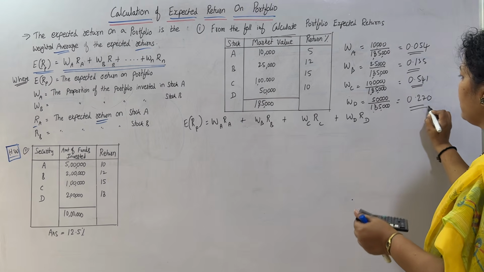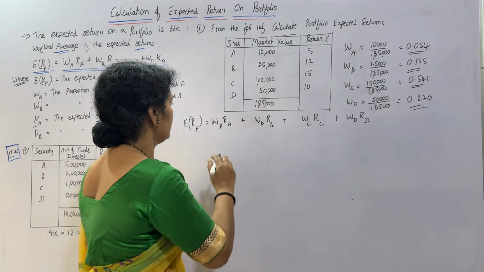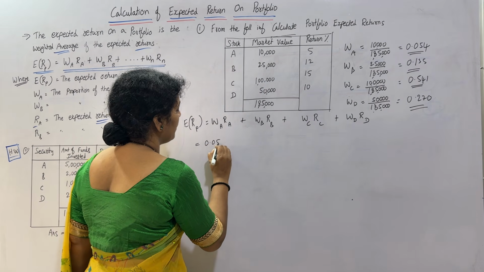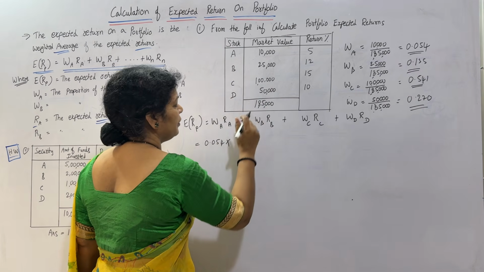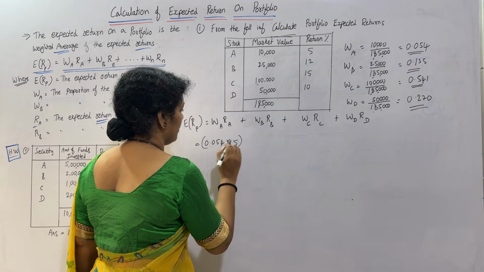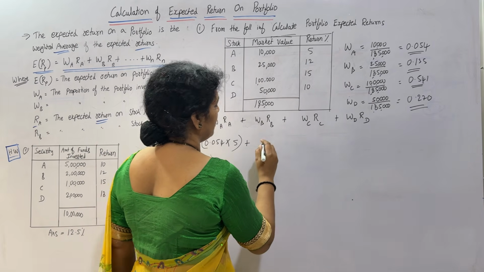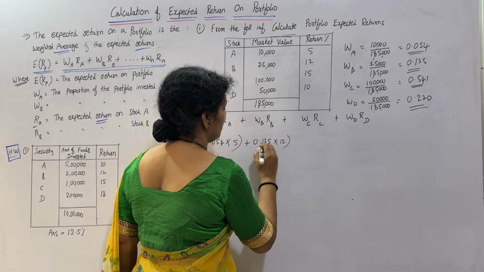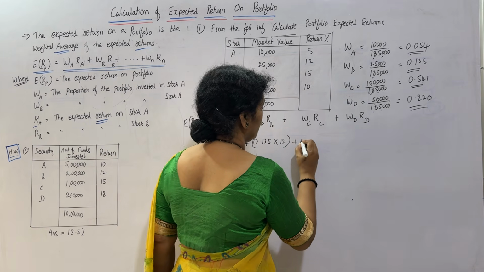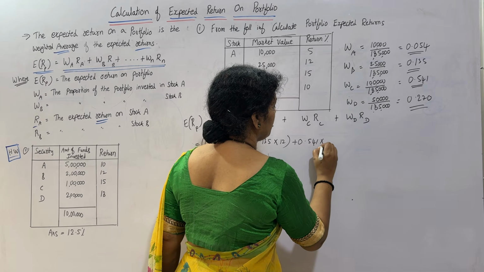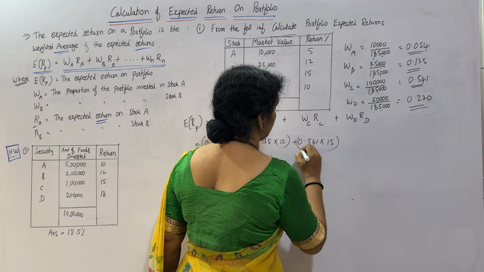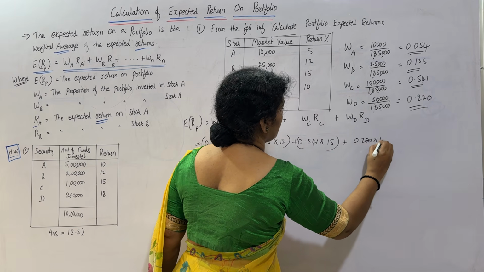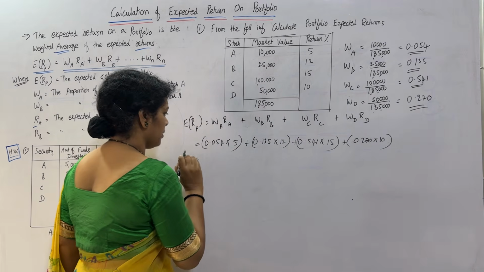Okay. Now let us apply in the formula. WA, it is 0.054 into RA, return is 5%, 5. Okay, plus WB 0.135 into RB is 12. WC 0.541 into 15, plus 0.270 into 10. We need to calculate everything.